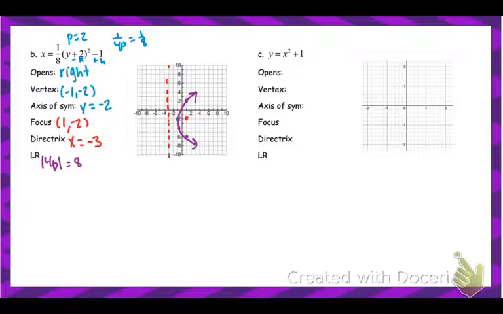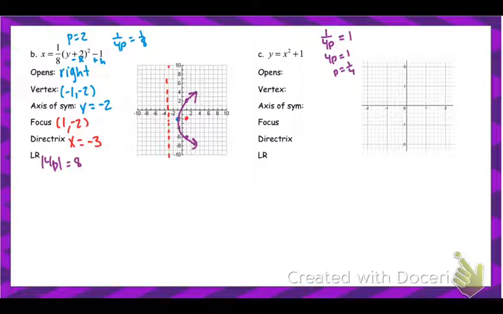All right, if you feel comfortable, pause the video and try the next one. You'll notice the scale is a little different, to hopefully make that one a little easier. Again, you could graph this just using what you know about transformations. But to find the focus and directrix, we need to consider again what the p-value is. So 1 over 4p is equal to 1. That means that 4p is equal to 1, so p is equal to 1/4.